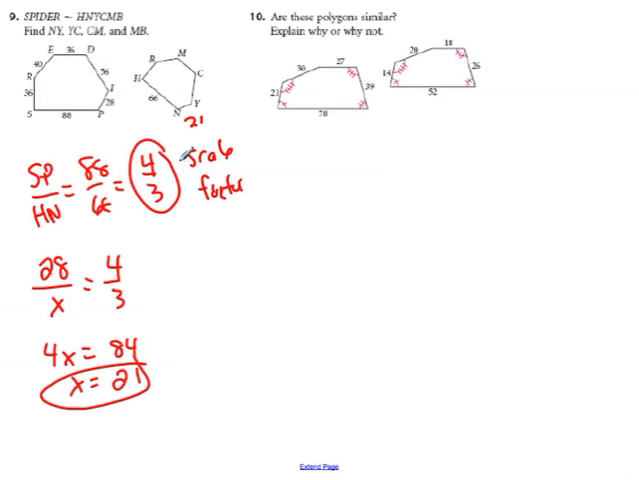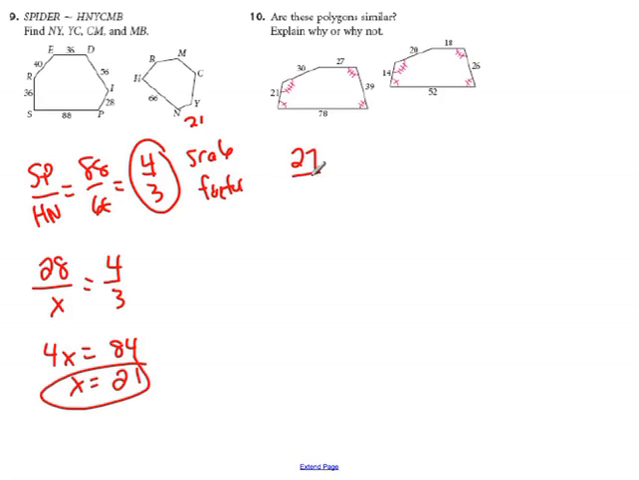So this last question, are these polygons similar? We check first the corresponding angles. This angle with this angle, this angle with this angle, this angle with that angle, this angle over there with that one, and the corresponding angles are congruent. Next, I'll check the corresponding sides.